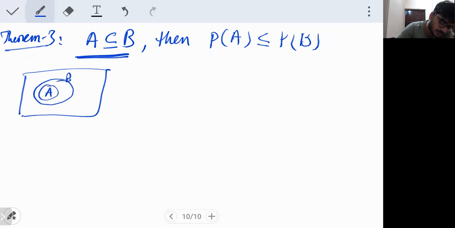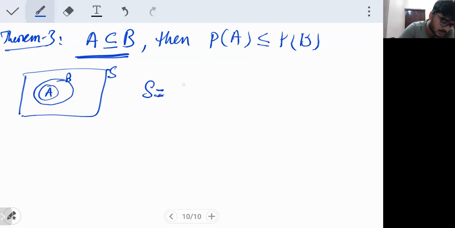This is B and this is a subset, right? Again, we have to write it down. Like what we will write? The sample will be equal to how much? It will be equal to A union.